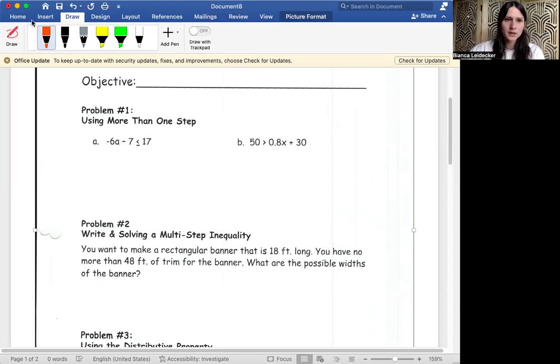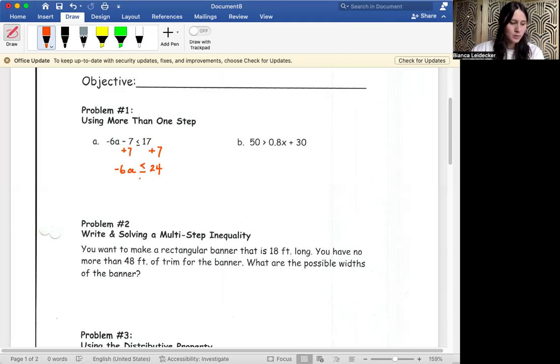If we're solving this inequality, if we look at this as a regular equation, the first thing we have to do is add 7 on both sides. So we're going to continue with that rule of algebra and isolate the variable. 17 plus 7 is 24. Then I'm left with negative 6a is less than or equal to 24.